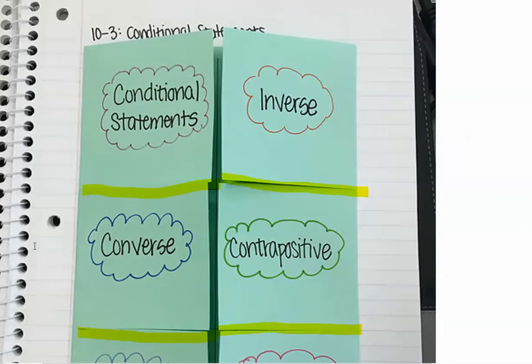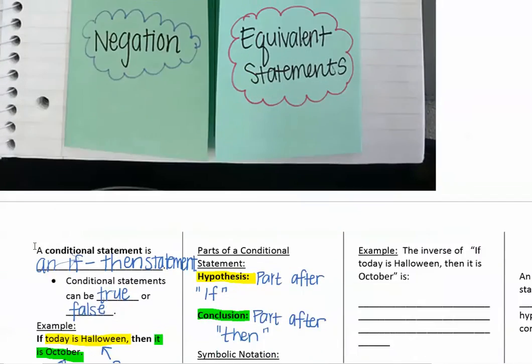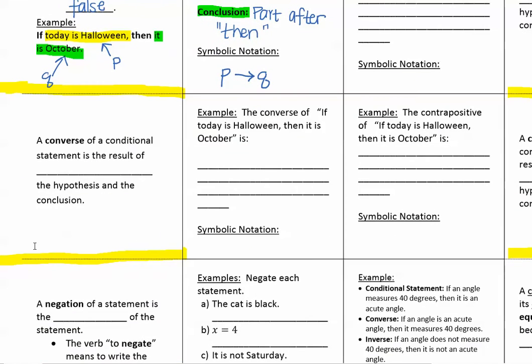So underneath conditional statements, we have converse. So let's go ahead to the one right here. Let's look at the converse. Okay, so a converse of a conditional statement is the result of switching the hypothesis and the conclusion. So let's take our example of if today is Halloween, then it is October. So what we're going to do is we're going to take the hypothesis, which is today is Halloween, and the conclusion, which is it is October, and we're going to swap that.